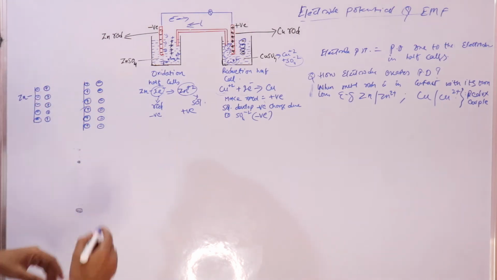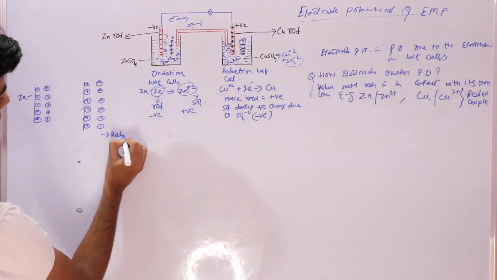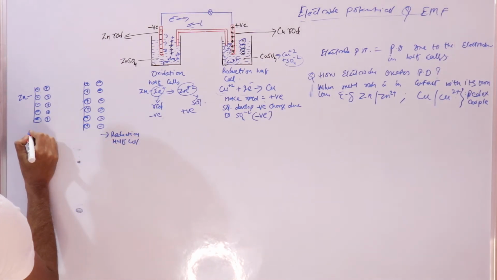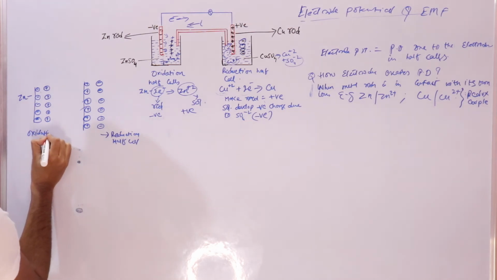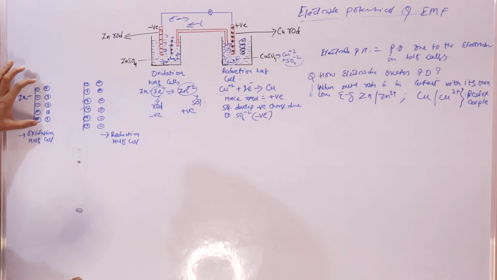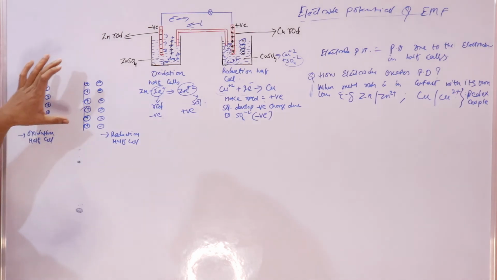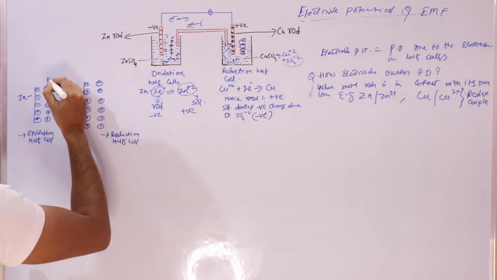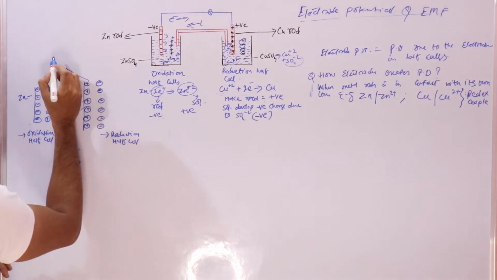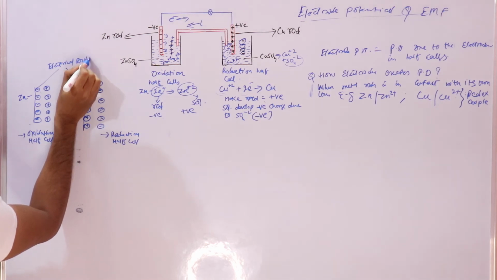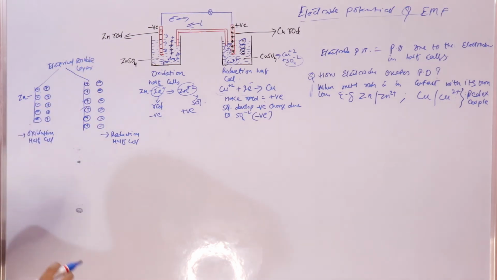So this is in the reduction half cell, this is in the oxidation half cell, right? And these are layers, right? This is a layer of negative charge, this is a layer of positive charge. Similarly, positive layer, negative layer. So we call these as electrical double layer.